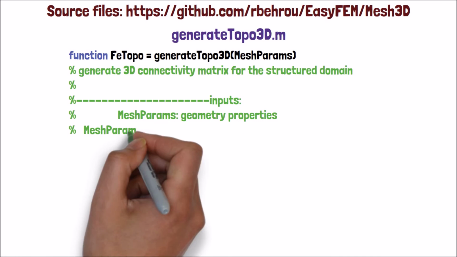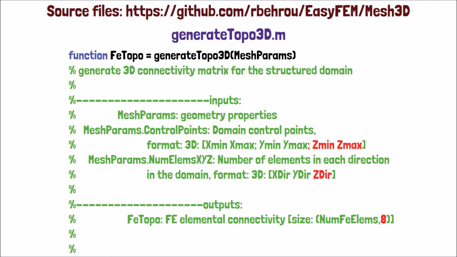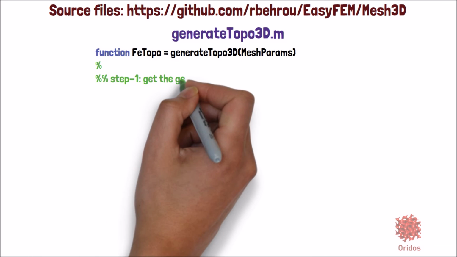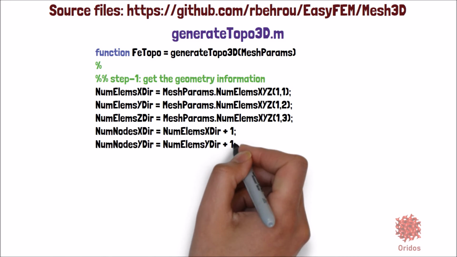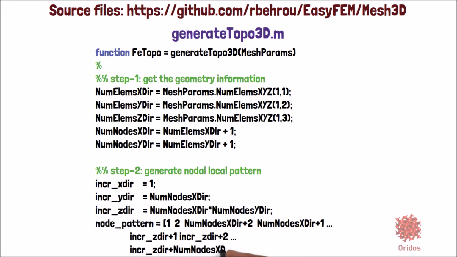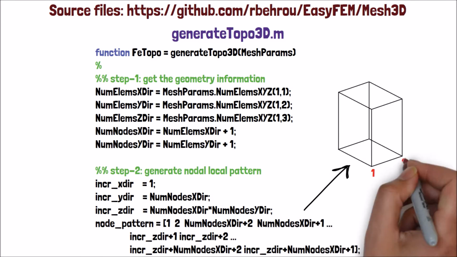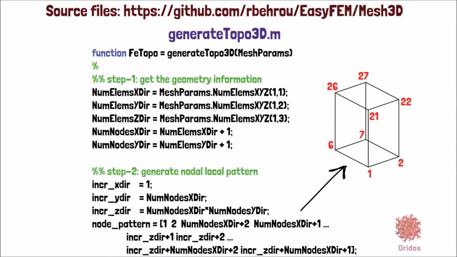Similarly, here is additional information about the input and output arguments in the connectivity matrix function. Because we are using 8 nodes elements, the connectivity matrix size will equal the total number of elements times 8. Inside this function, step 1 is to get the geometry information, such as the number of elements and nodes in each direction. Step 2 is to generate the nodal local counterclockwise pattern. For example, the nodal pattern for the first element will be 1, 2, 7, 6, 21, 22, 27, 26. As we move forward, the nodal pattern will change because of the increment in the Z direction.